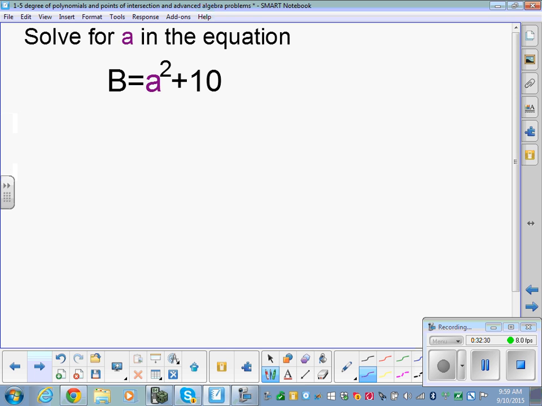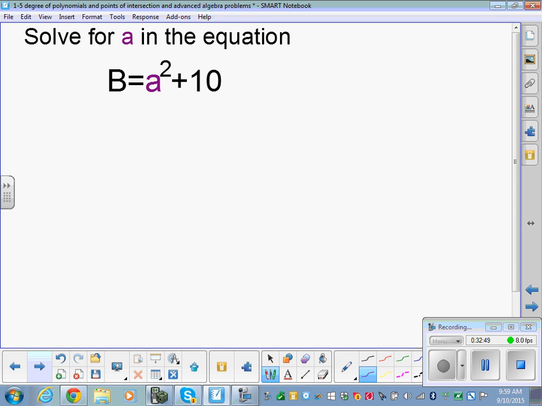Here we go. Solve for A in the equation B is equal to A squared plus 10. Now you have to do this in the correct algebraic order. A is what we're solving for. We're trying to get A alone piece by piece. Did everybody hear me? Trying to get A alone piece by piece.